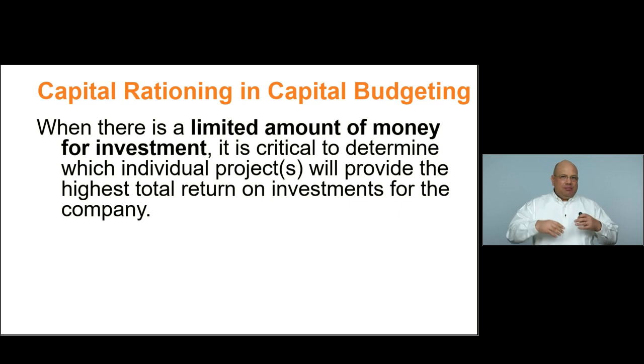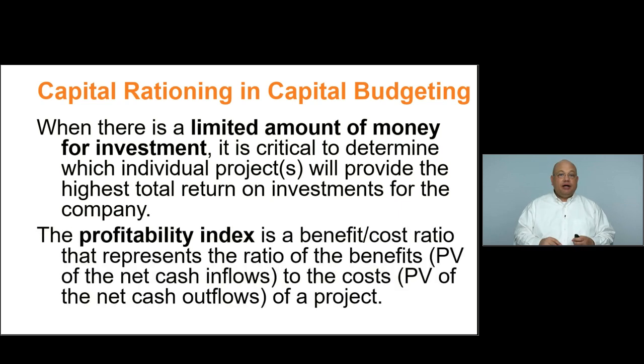And again, this isn't going to be just one specific tool that we use and then we're done. This is a process that we're going to go through. But we start with what is called the profitability index. This is going to give us a benefit cost ratio that represents the ratio of the benefits to the cost. The benefits are the present value of those net cash inflows. The costs are the present value of those net cash outflows. So we're going to get that ratio between the net present value of the inflows and the net present value of the outflows in order to determine which investment we should make first, second, third, and so on.